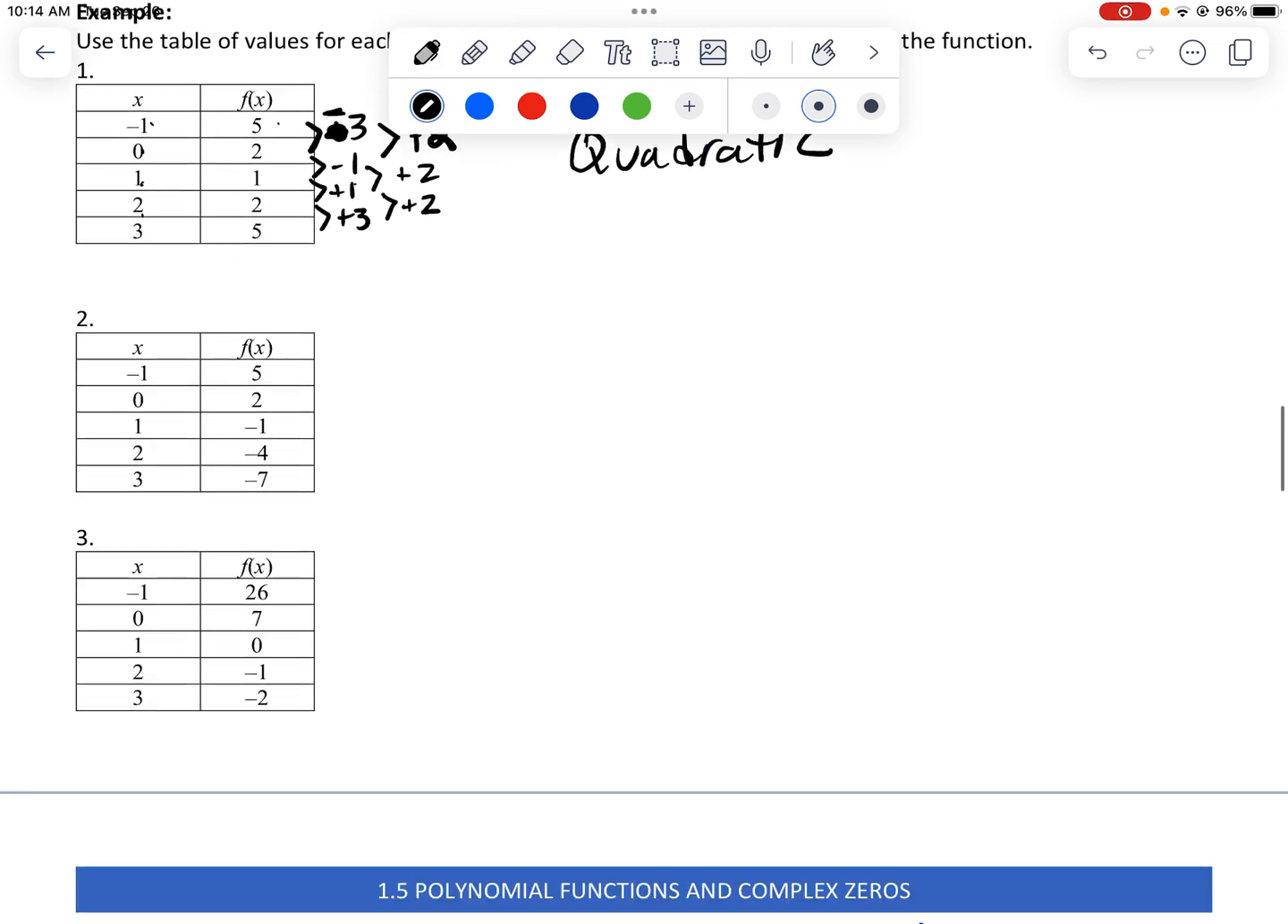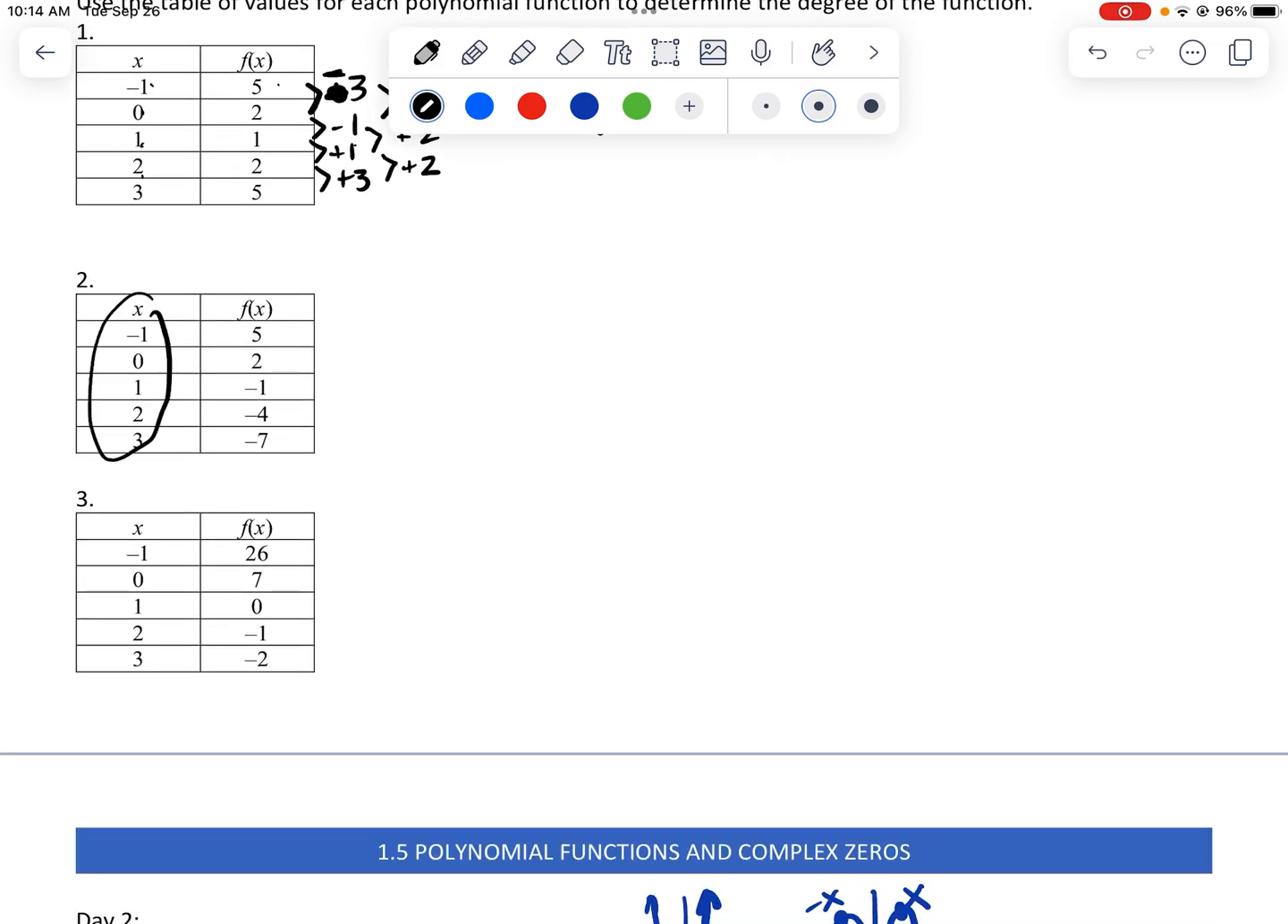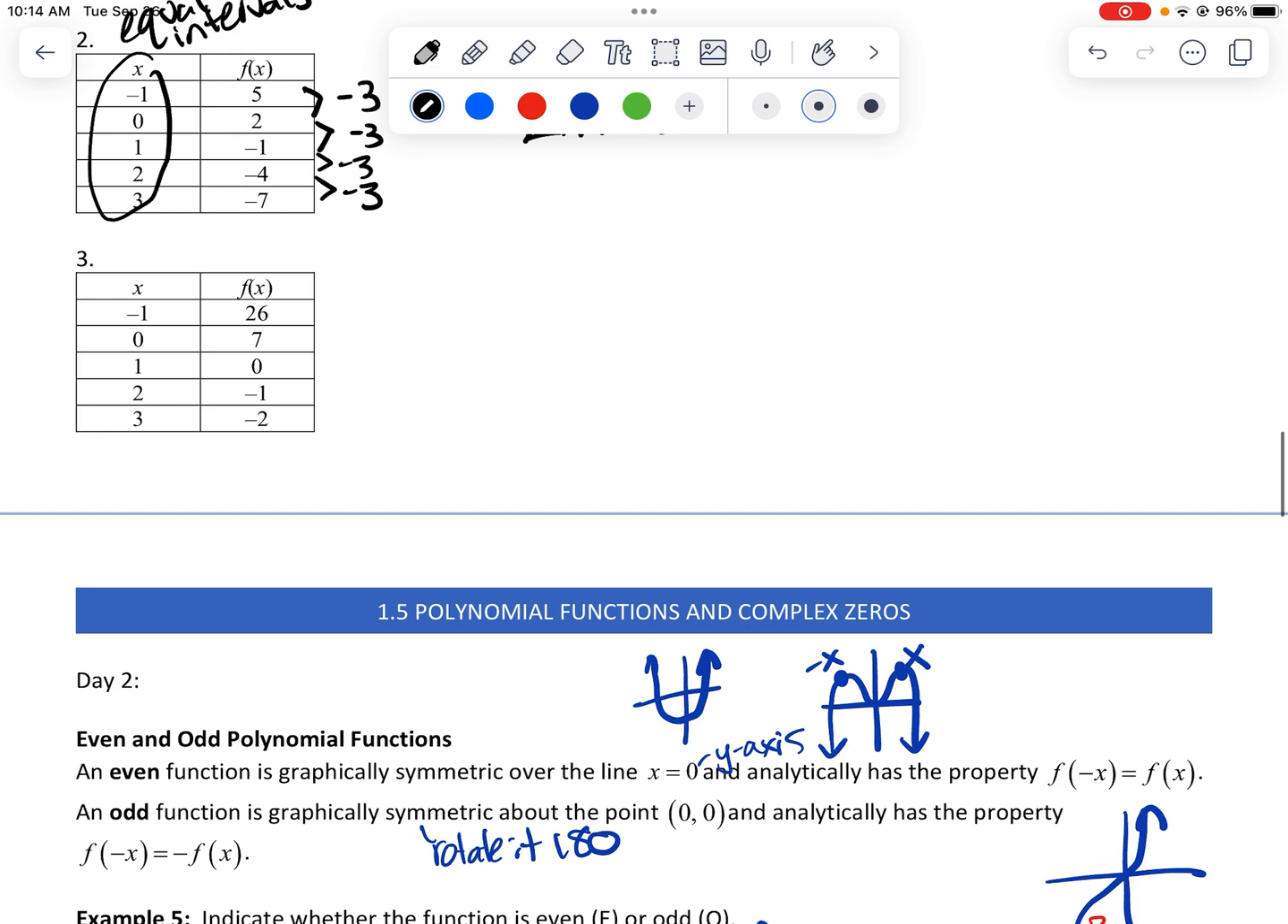If we look at this next one, again, these are equal intervals. So we can check those differences. Down by 3, down by 3, down by 3, down by 3. That's constant, so it is linear because it's the first difference.